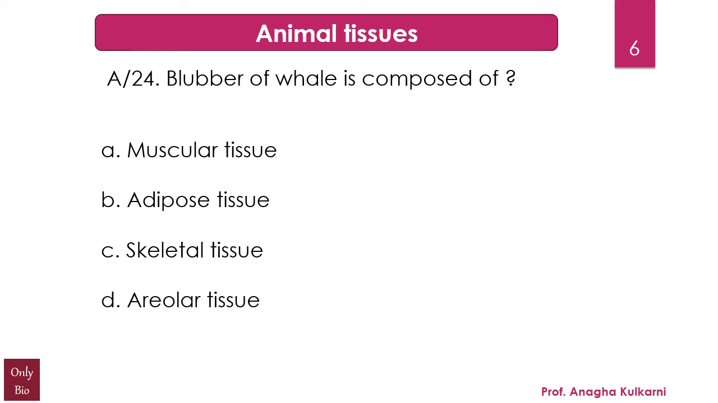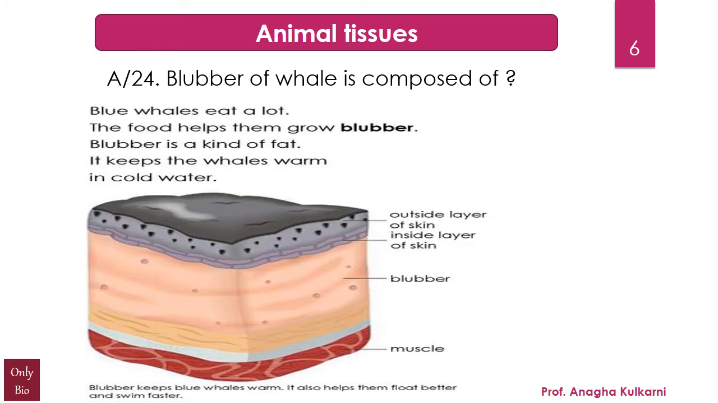And the perfect answer for this question, any guesses? It's adipose tissue. Now, what exactly do we mean by blubber? You can look on the screen. It's a section being taken. Blue whales eat a lot. The food helps them grow the blubber. Blubber is a kind of fat. It keeps the whales warm in cold water.